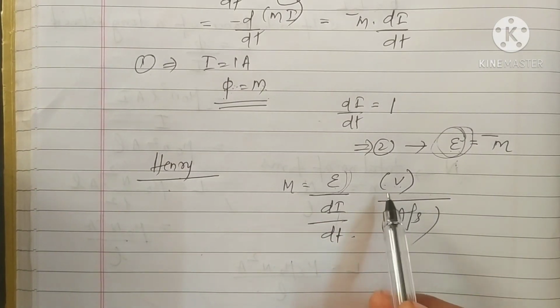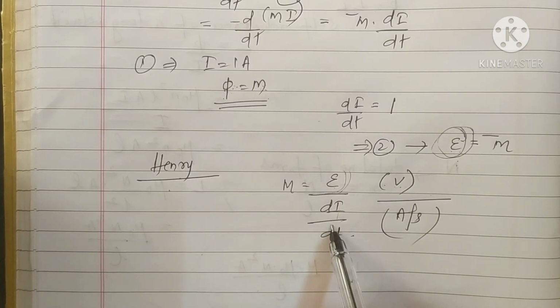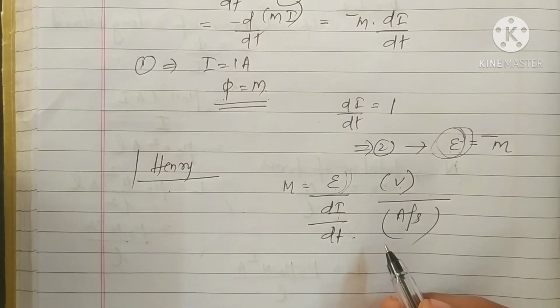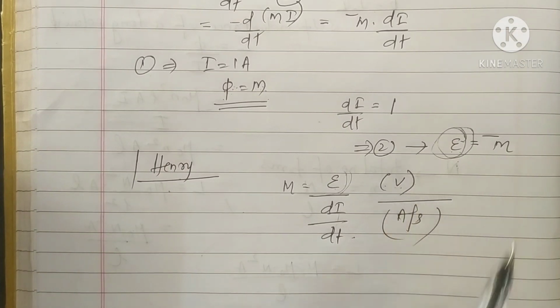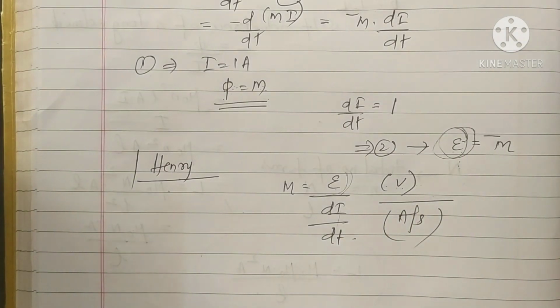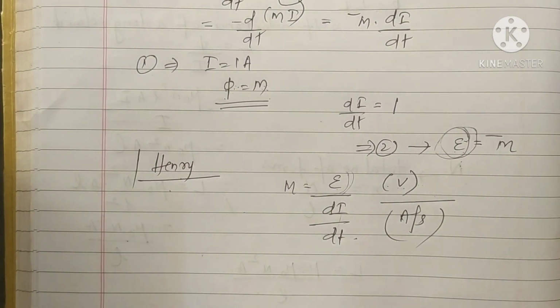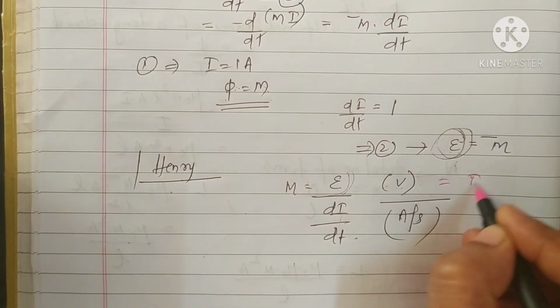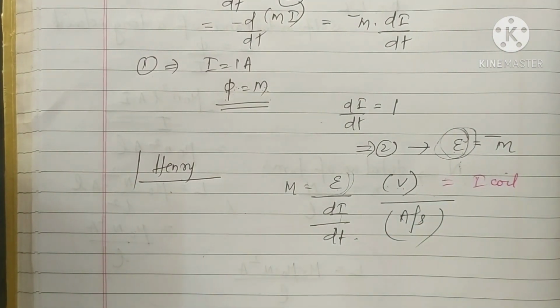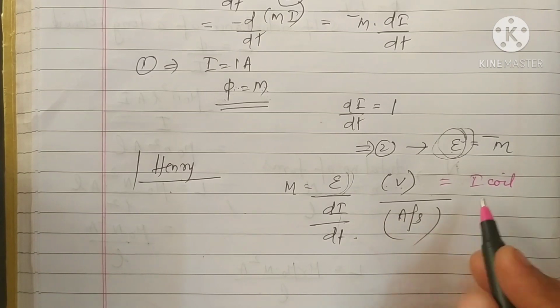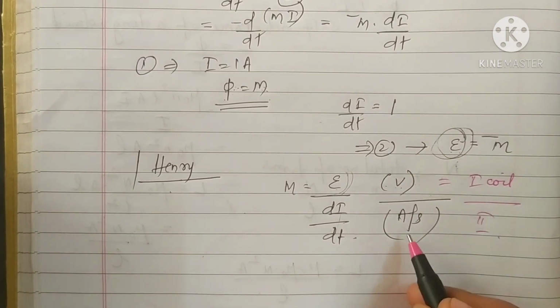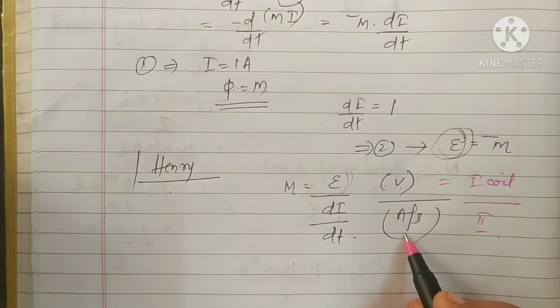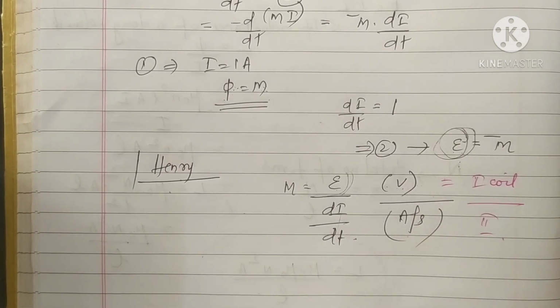So once again, mutual inductance of two coils is said to be 1 Henry if an induced EMF of 1 volt is set up in the first coil. This is for the first coil, induced EMF. When the current in the neighboring coil, this is for the second coil, changes at the rate of 1 ampere per second.